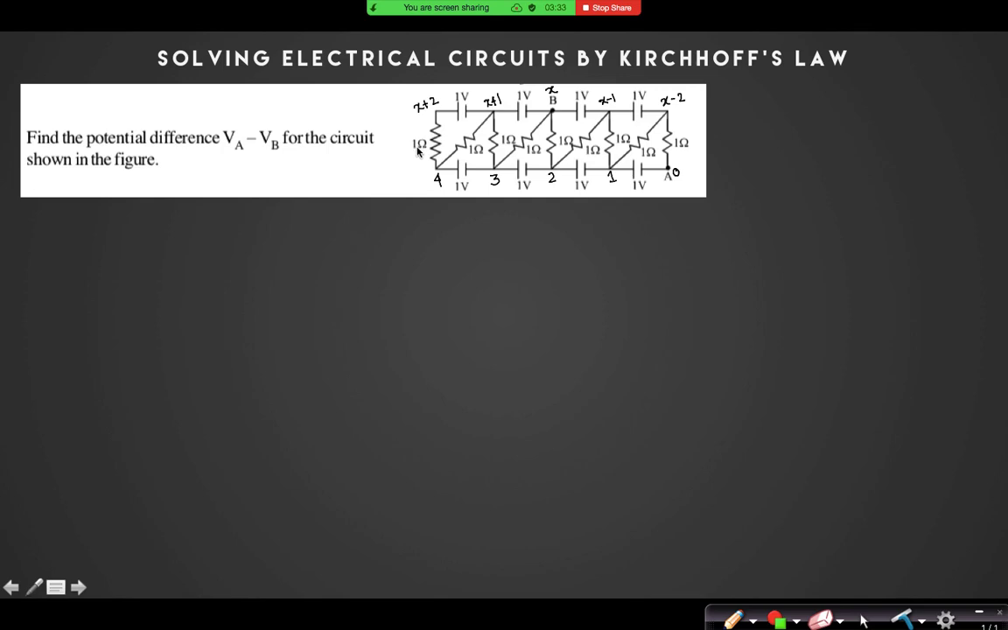Any point you can assume to be x, because I have to find VA minus VB. So I have assumed VA to be 0, VB to be x. Right? So your answer will be minus x.